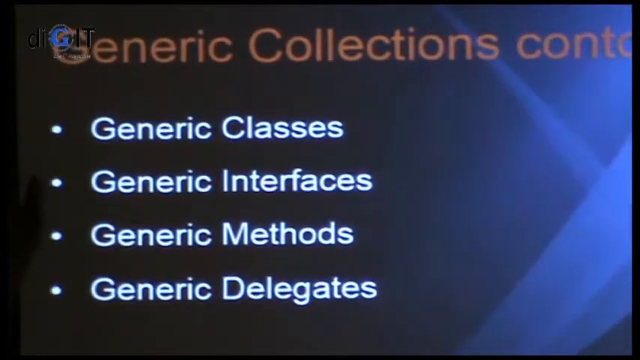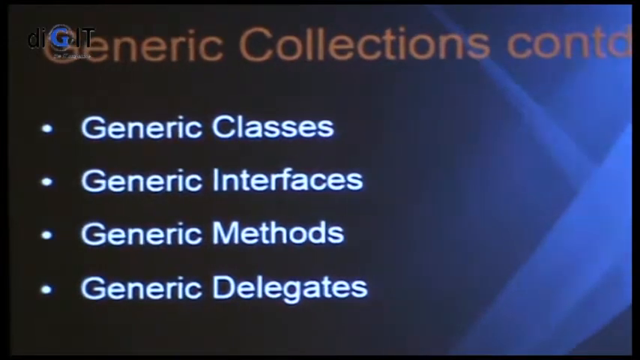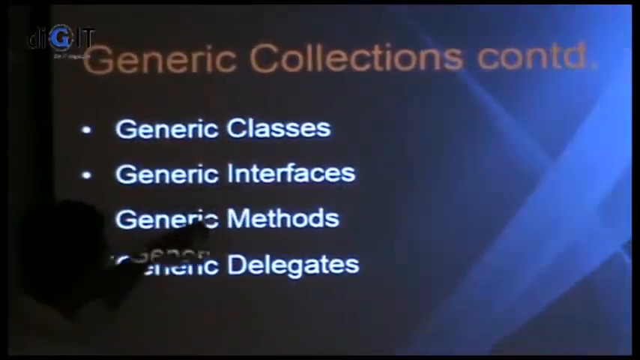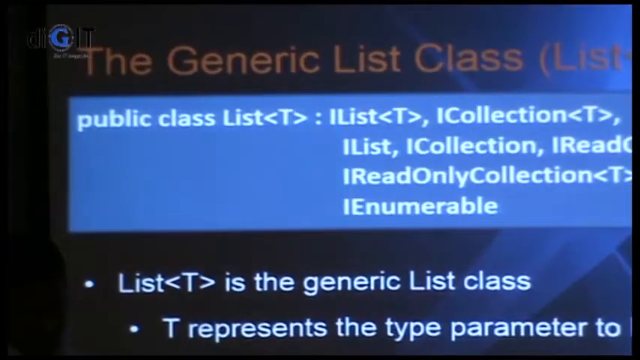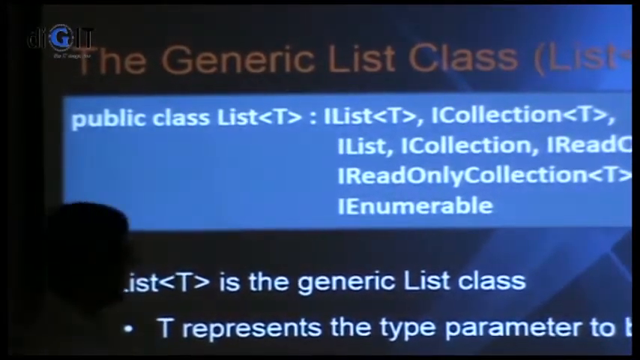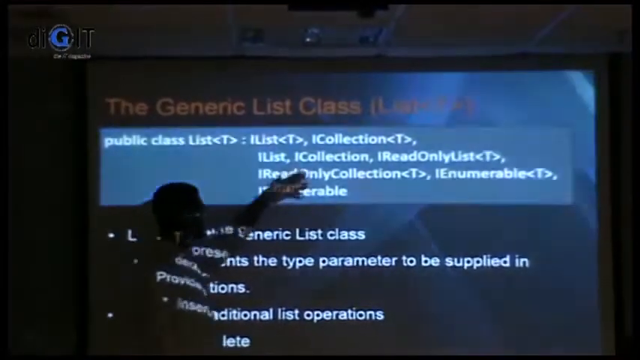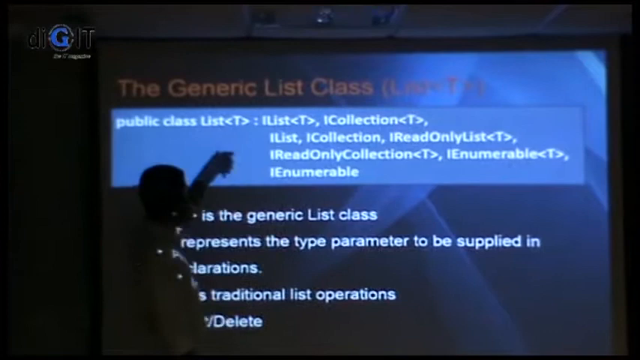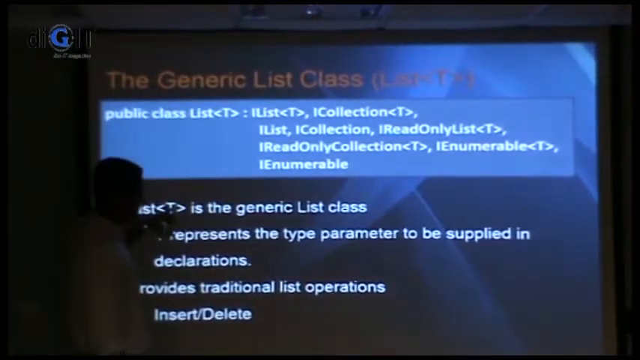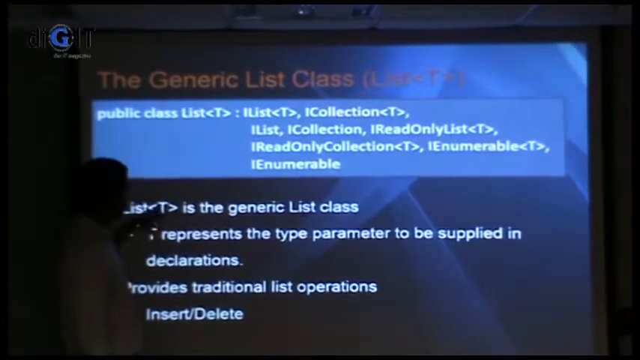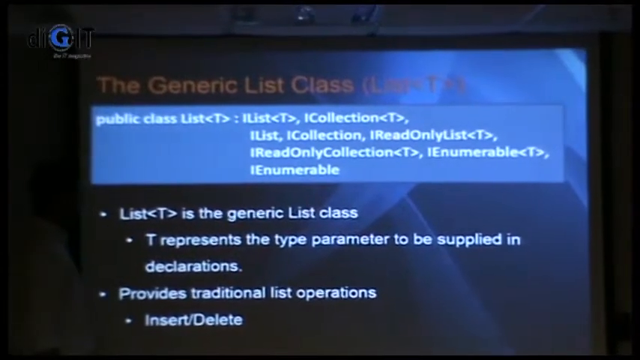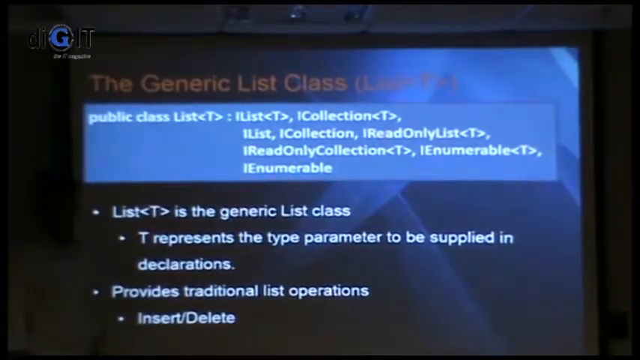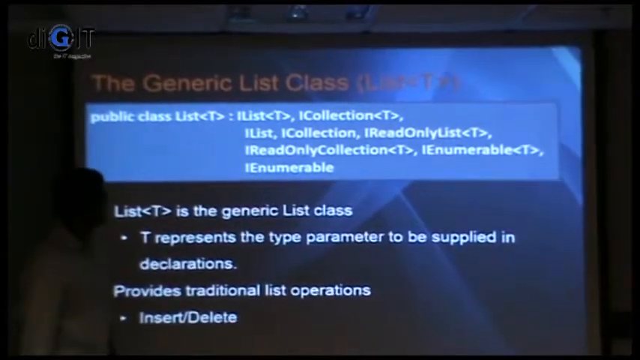Okay. So in general, there are several things. There are generic classes, generic interfaces, generic methods, and generic delegates, right? So this is the most common, List of type T. It is implementing all these interfaces, and the T here, as I told you, can be anything: integer, string, or let's say employee. It provides some traditional list operations like insert, delete, find, sort, those things.